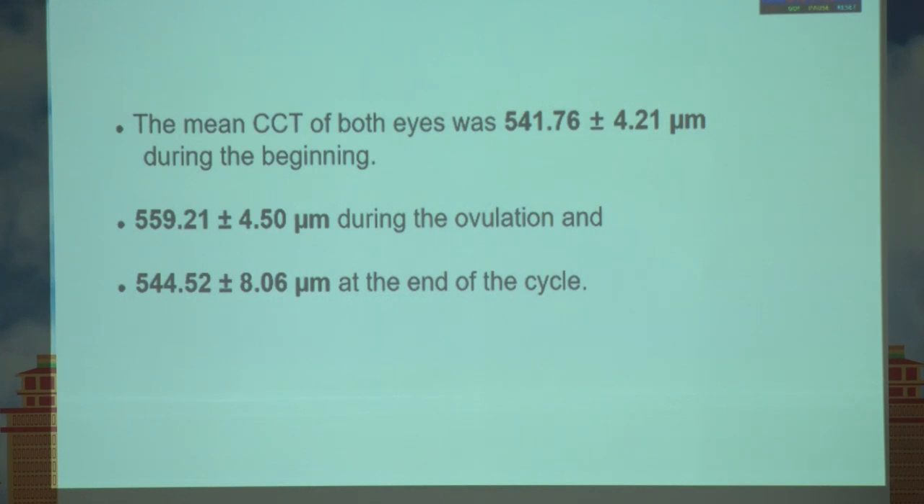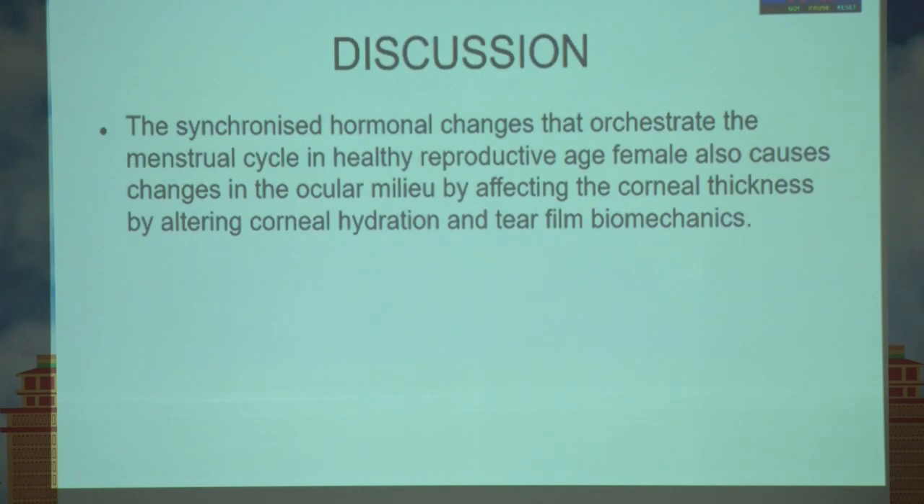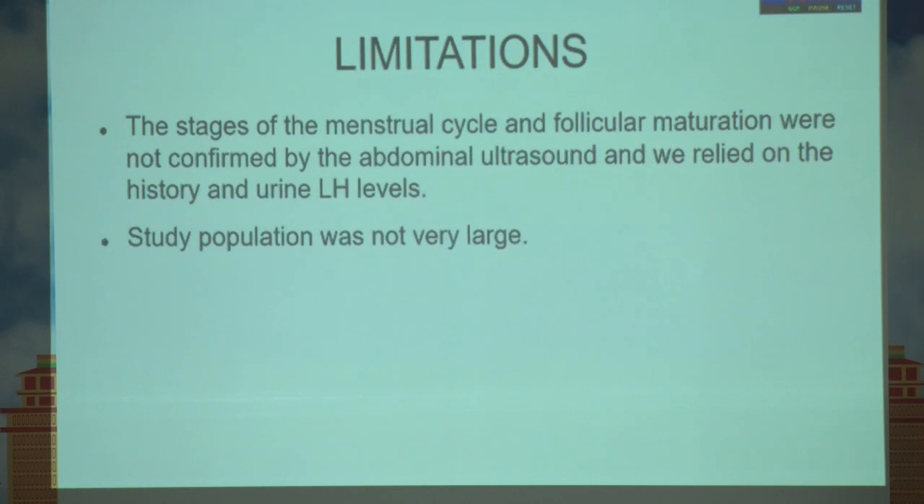The mean CCT of both eyes was 541.76 plus minus 4.21 micrometer during the beginning. It came out to be 559.21 plus minus 4.50 during the ovulation phase and 544.52 plus minus 8.06 at the end of the cycle. The synchronized hormonal changes that orchestrate the menstrual cycle in healthy reproductive age females also cause changes in the ocular milieu by affecting the corneal thickness by altering corneal hydration and tear film biomechanics.